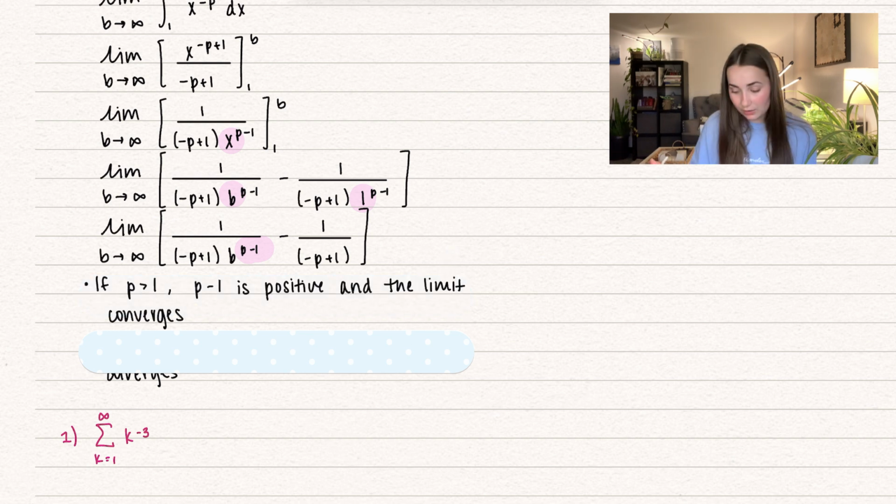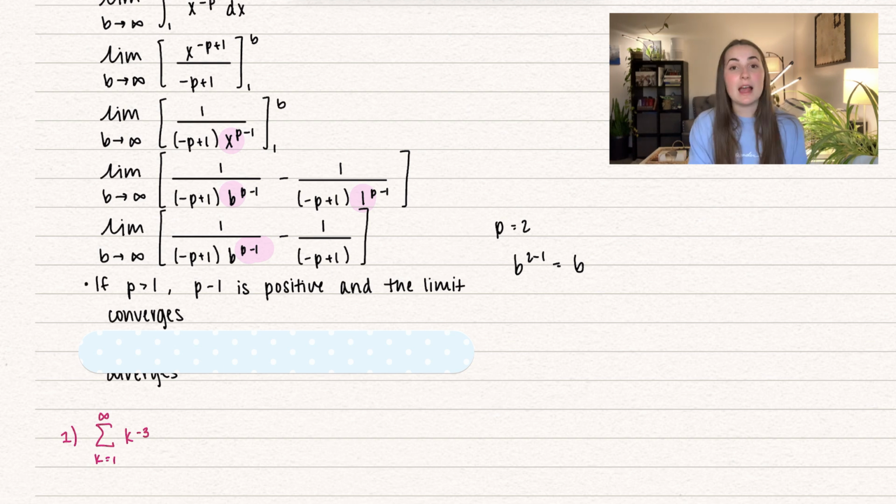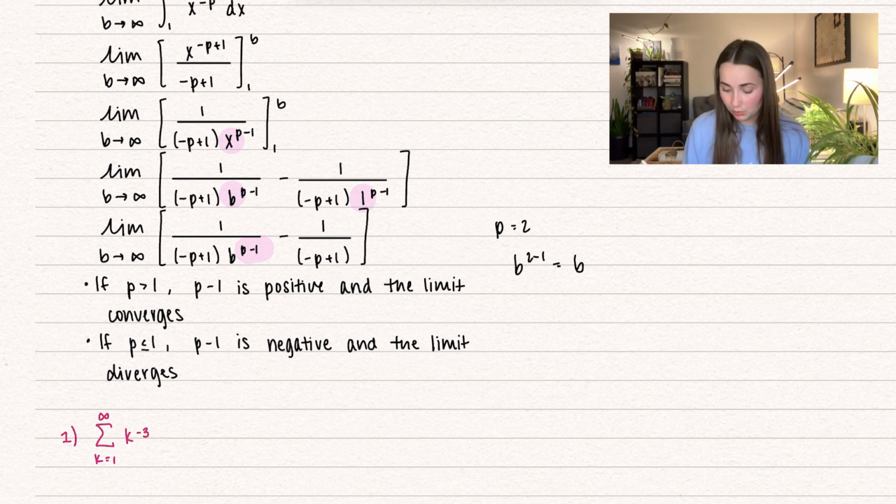If p is greater than 1, p minus 1 is going to be positive. For example, if p is equal to 2, we would have b to the 2 minus 1, which is equal to b to the first. That means that the b, the infinity, stays in the denominator, and 1 over infinity goes to 0. So this tells us that it's going to converge. Now, what happens when p is less than or equal to 1? If p is equal to 1, p minus 1 is 0. That's not going to help us. That's going to be the harmonic series, so we can ignore that for now.